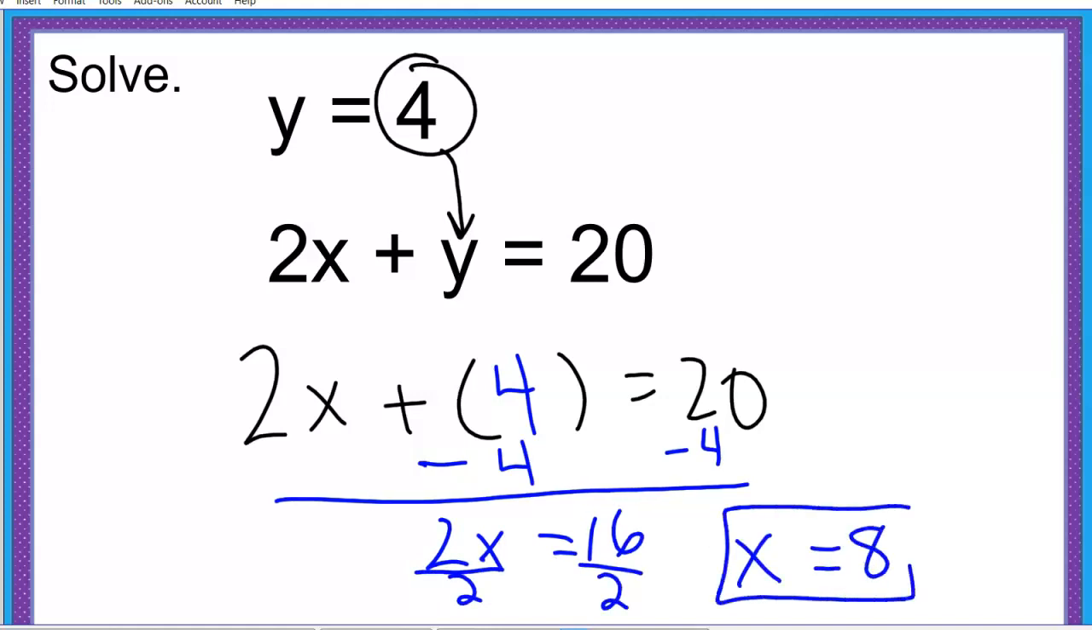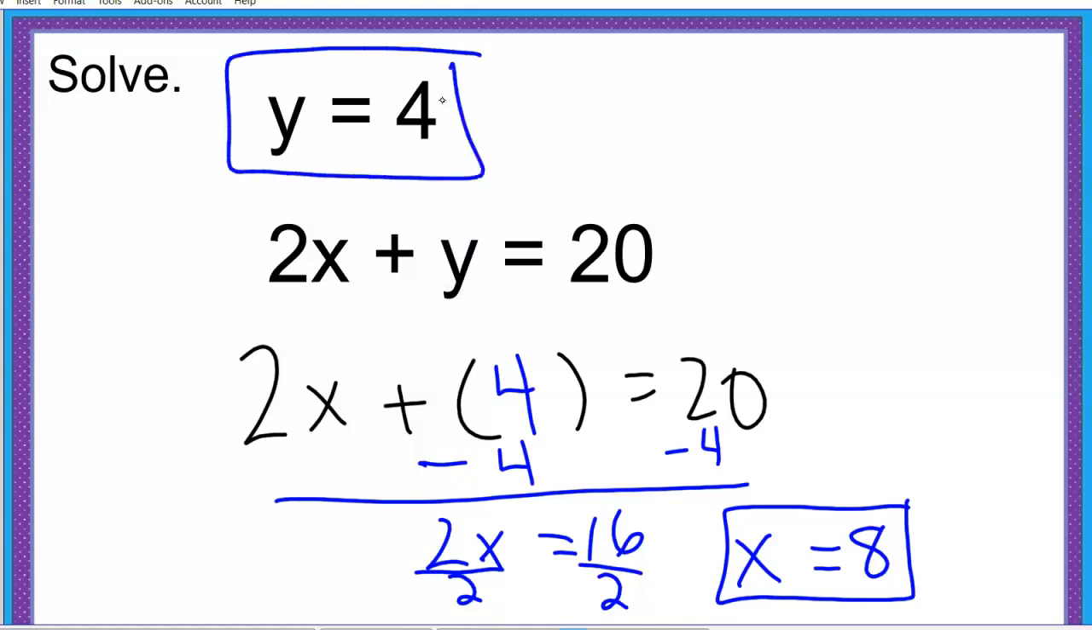I now have half of my solution. Every system has two answers, an answer for x and an answer for y. Now this question is so easy, it's hard, because the answer for y is already given. So there's no more work to do.